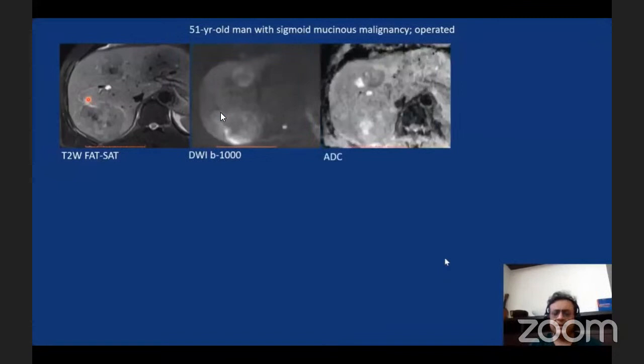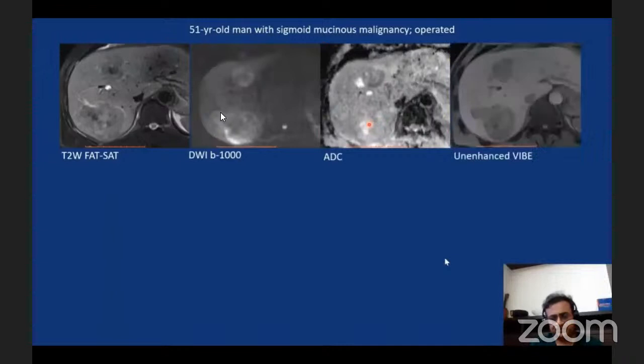There is restricted diffusion, and if you carefully evaluate the diffusion, the target sign is present. There is restricted diffusion in the periphery of the mass, and the central area is more of a T2 shine through.